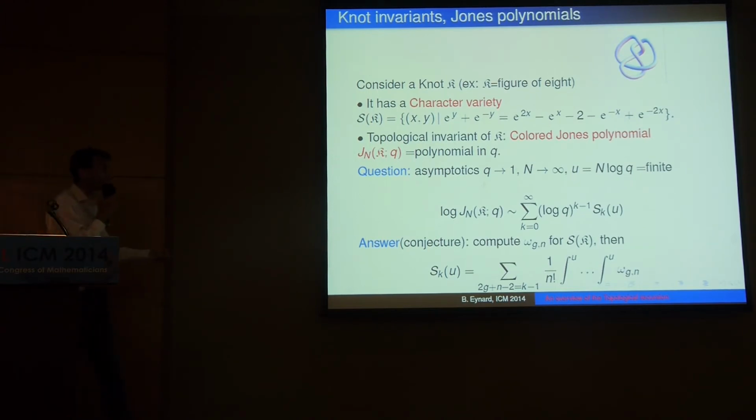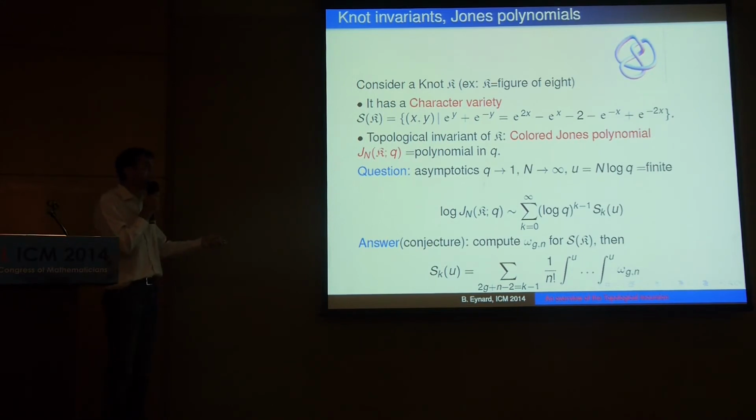So far the conjecture was concerning only the leading term, but now there is a new conjecture saying that for all terms in the expansion, so for every k, S_k of u is a very simple combination of the omega GNs of that curve. And so in particular, if you take k equals 0, this is the integral of omega 0,1, and this is the volume conjecture.